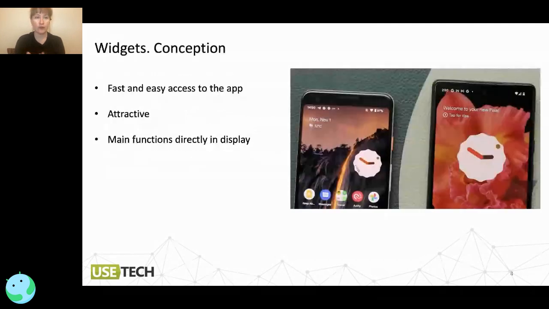So let's begin. At first, what is a widget? It is a small part of your application with some functions displayed directly on your screen. So it allows you and your user to have fast and easy access to the app, to open it from the screen directly. Also, it shows some portion of the functions of your application directly, without any need to open it. And of course, it could be nice, good looking, and it could attract attention to your application. And if it attracts attention to your application, you have more users.